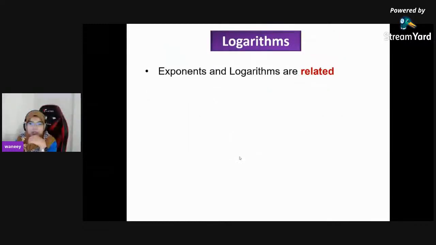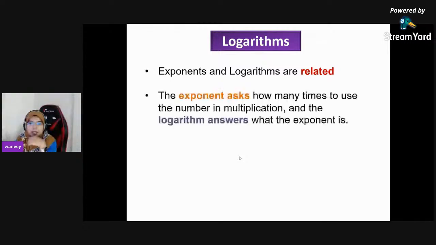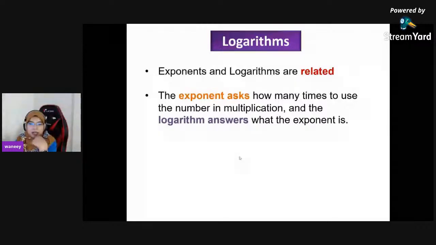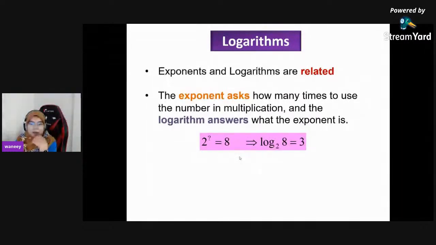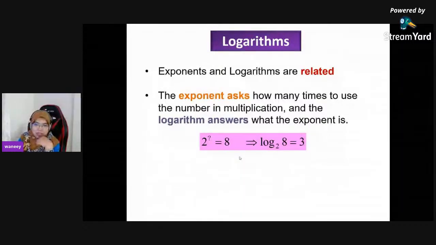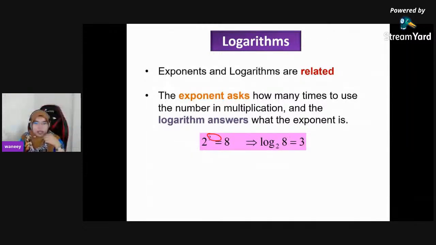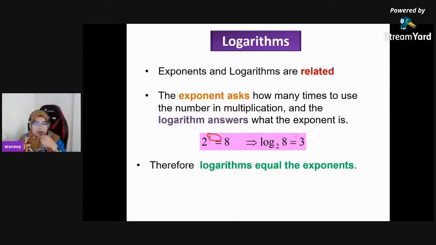Okay, so exponent and logarithm are related. So the exponent asks how many times to use the number in multiplication, and the logarithm answers what the exponent is. Okay, so for example, 2 to the power of what is equal to 8. So in logarithm, logarithm will answer what is the exponent. So this is actually the exponent. So that means if you do log to the base of 2 of 8, then the exponent is equal to 3. Therefore, the logarithm equals the exponent.